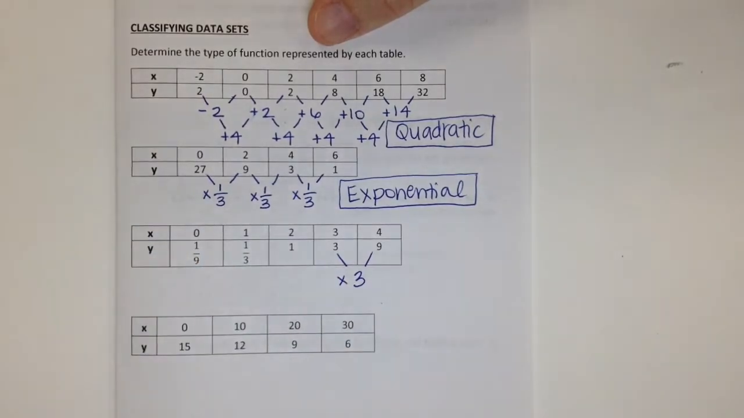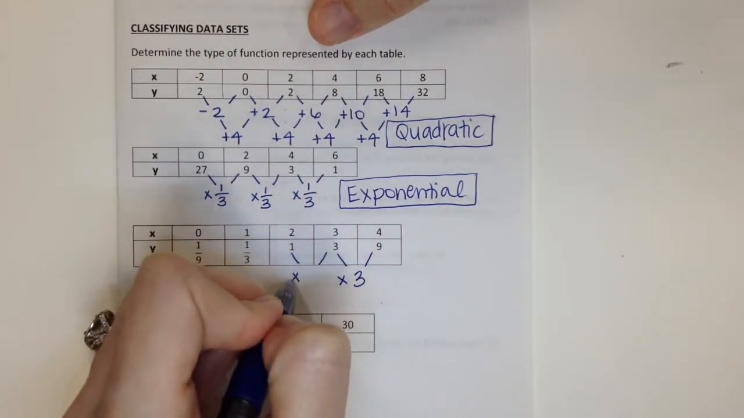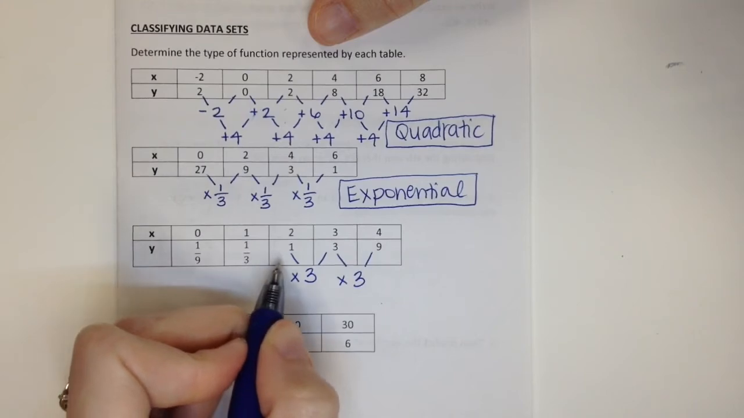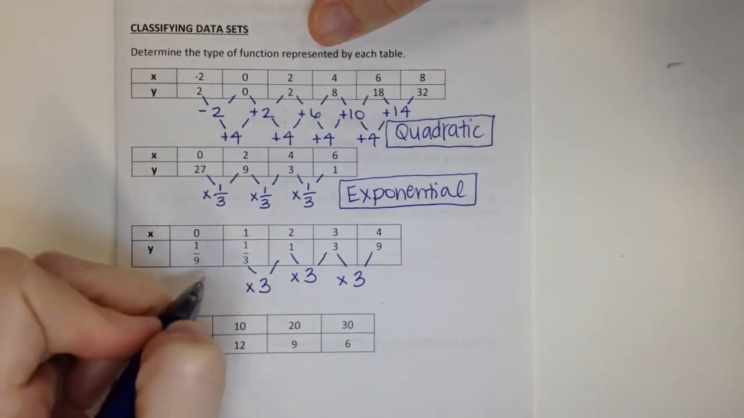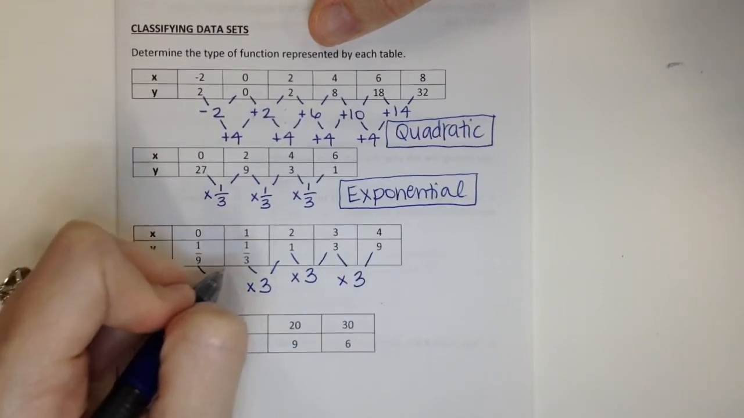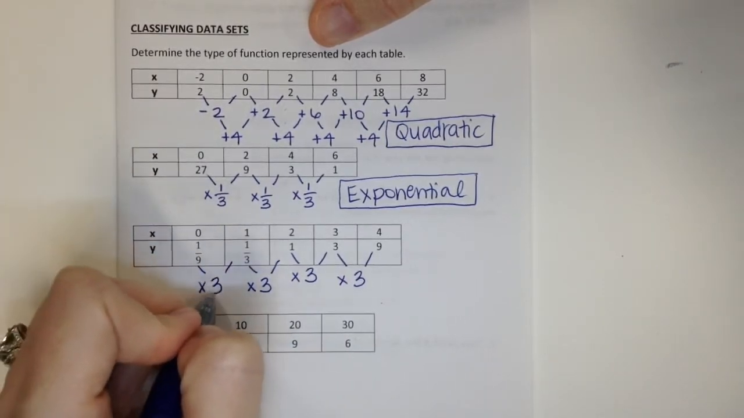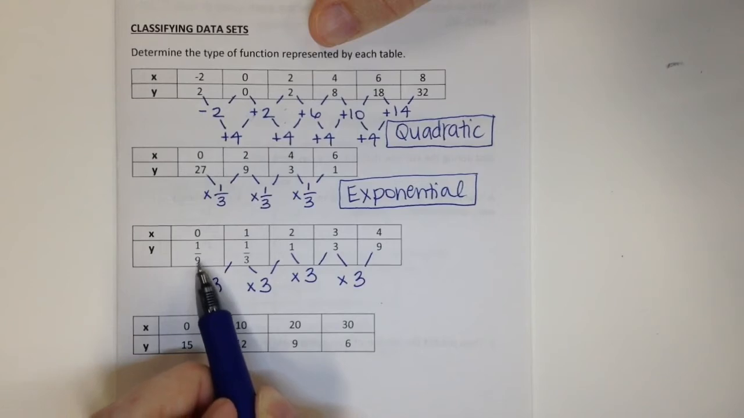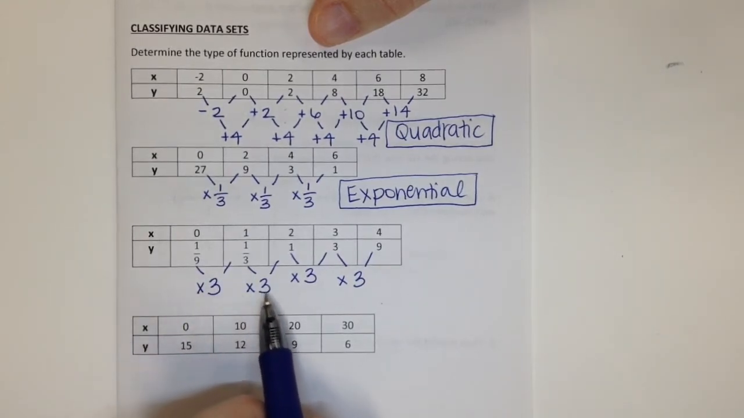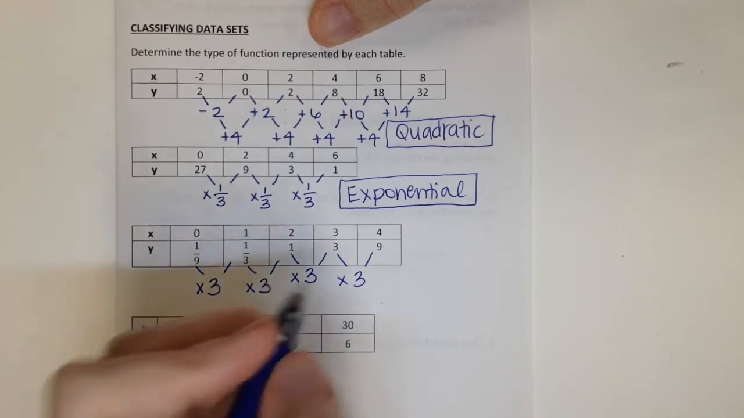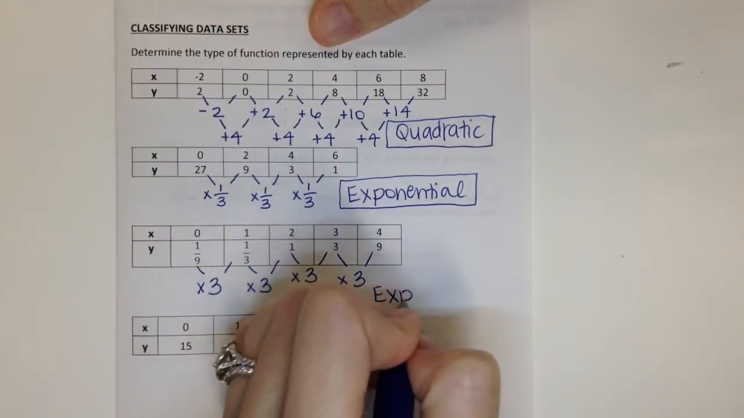Does 1 times 3 equal 3? Yes. Does 1/3 times 3 equal 1? Yes. And then 1/9 times 3 equal 1/3? Well, yes, because 3 times 3 gives us a 9 in our denominator. So again, since we multiplied by the same number all the way across the table, this is also an exponential.